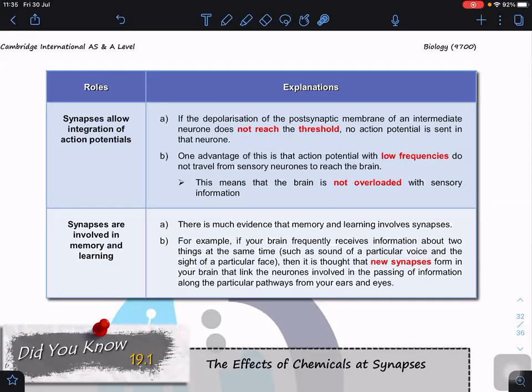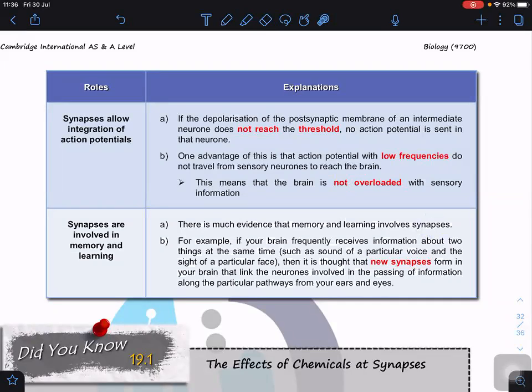So synapses can help us. Without synapses, we won't be able to control or to search the information. So that's why it's very, very important that we do have synapses, because synapses are involved in memory and learning. We don't know exactly how this is formed, because the brain is very, very complicated. How is our brain involved in memory? But there is a lot of evidence showing that memory and learning involve the synapse.